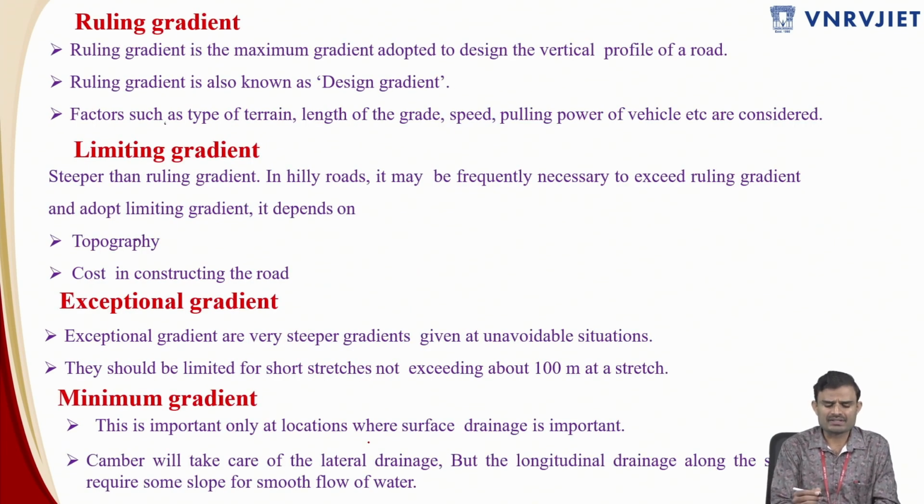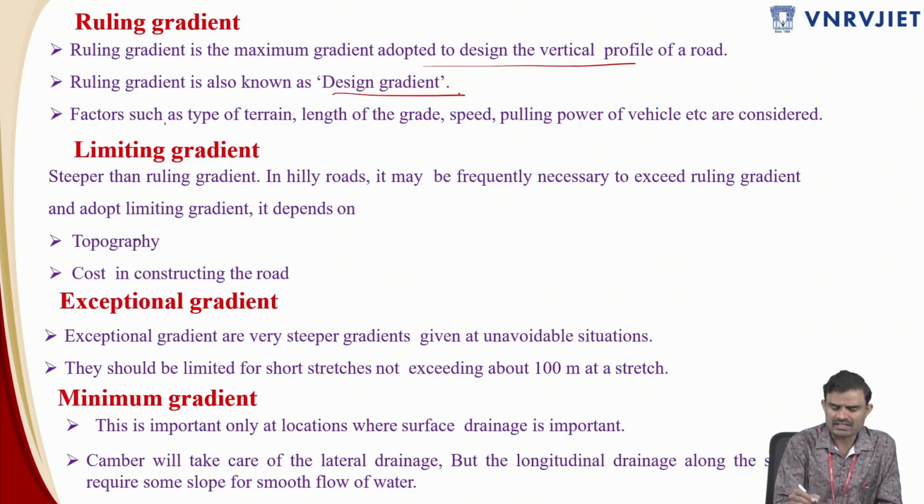Look into the definition of ruling gradient. Ruling gradient is the maximum gradient adopted to design the vertical profile of a road. Gradient is generally decided based on the topography of the area, but the ruling gradient is provided wherever possible. That is the maximum gradient that can be allowed to design that road. It is also called the design gradient.